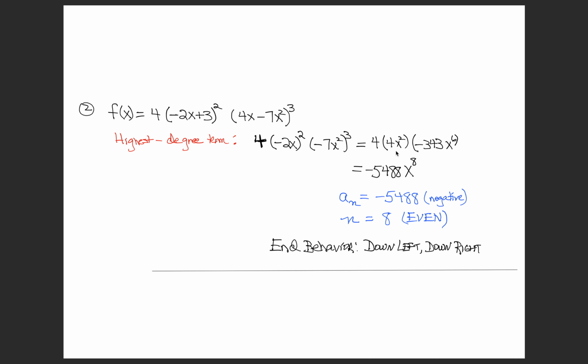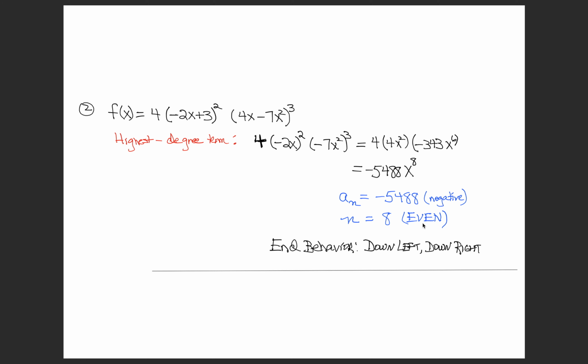And multiplying everything out, you got 4 times negative 343, which will be negative 5488. And we have x squared times x to the 6th, which will be x to the 8th. So the highest degree term is going to be negative 5488x to the 8th. And so we have the leading coefficient is negative 5488, so that is going to be a negative. And for the degree of the function, your highest degree term is of 8th degree. So we have n is equal to 8.